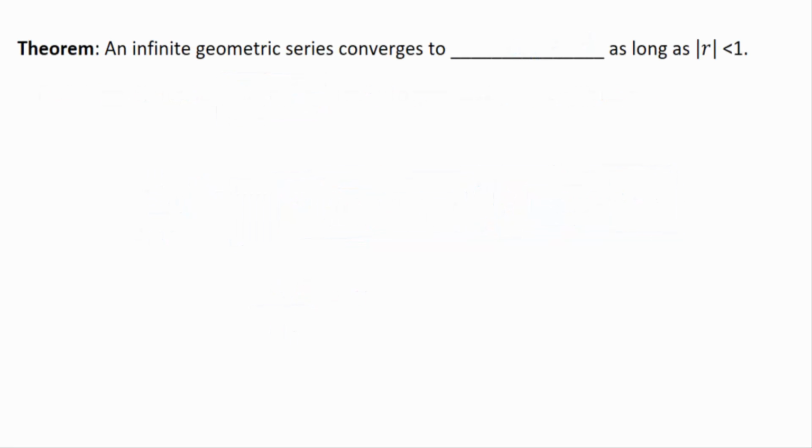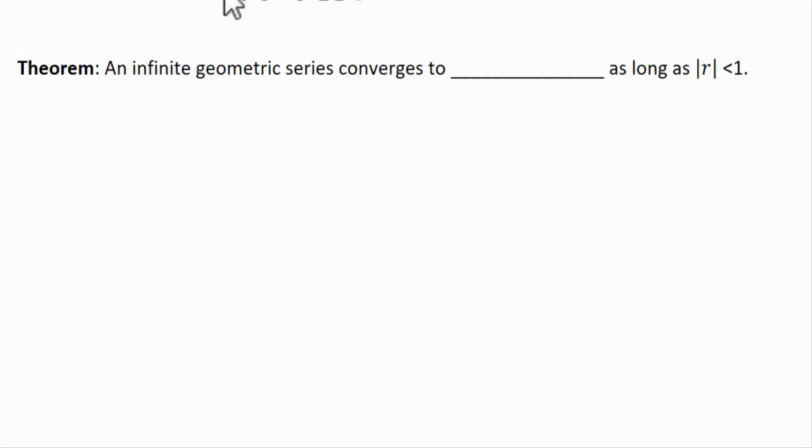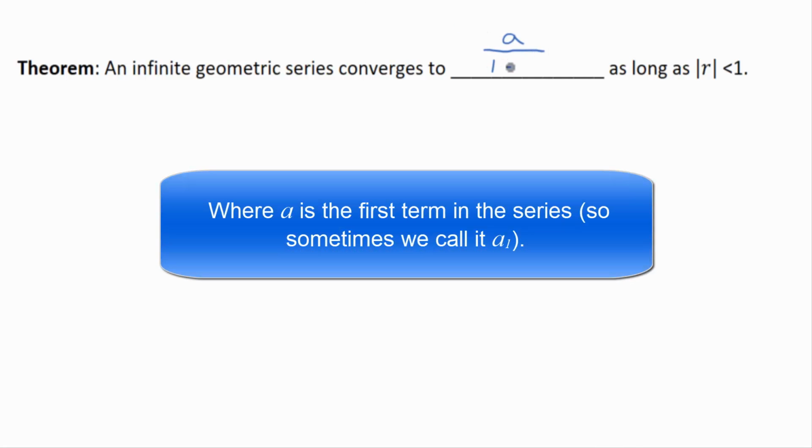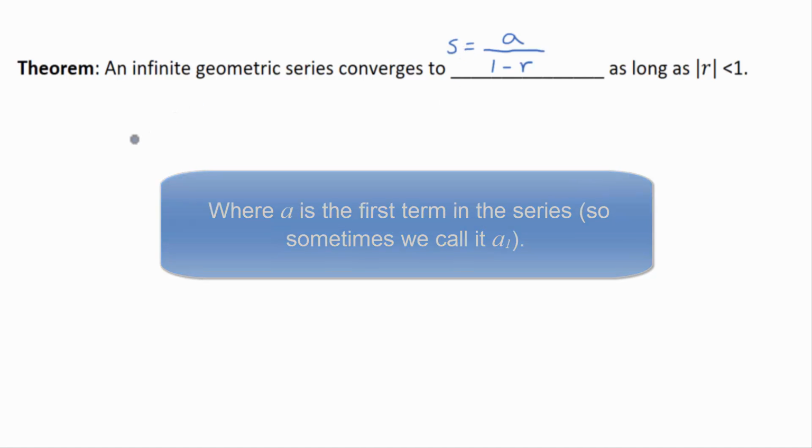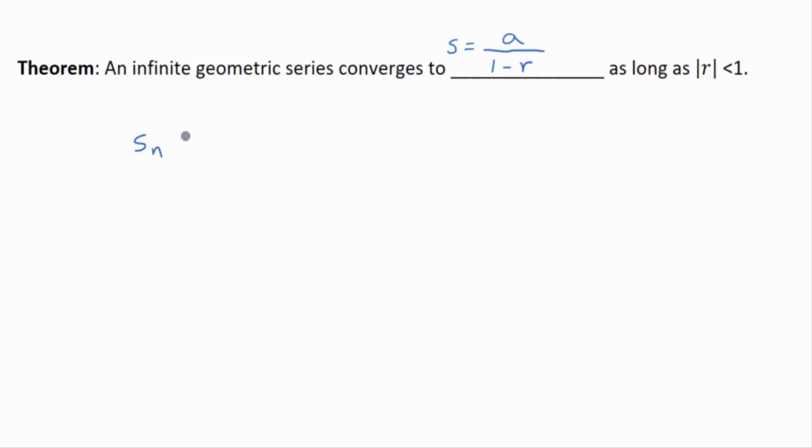Theorem: an infinite geometric series converges to, you may remember from pre-calculus, a divided by 1 minus r. And we can call that the sum S. You can find the sum for a finite geometric series, which we called Sn earlier. But you can find that the Sn is given by the formula a times 1 minus r to the n over 1 minus r. That's the sum of the first n terms.